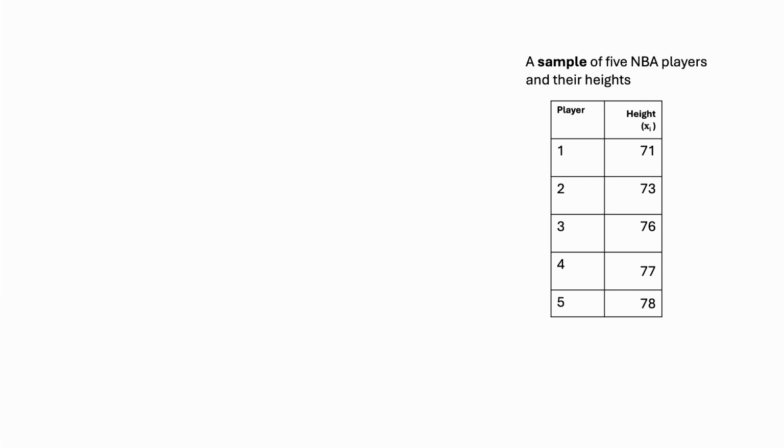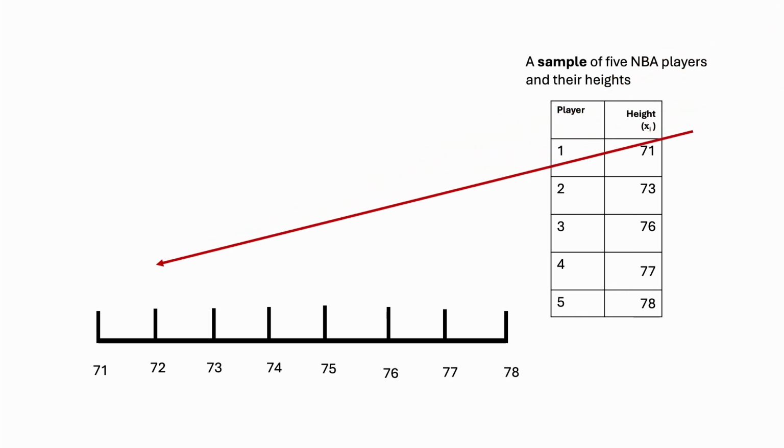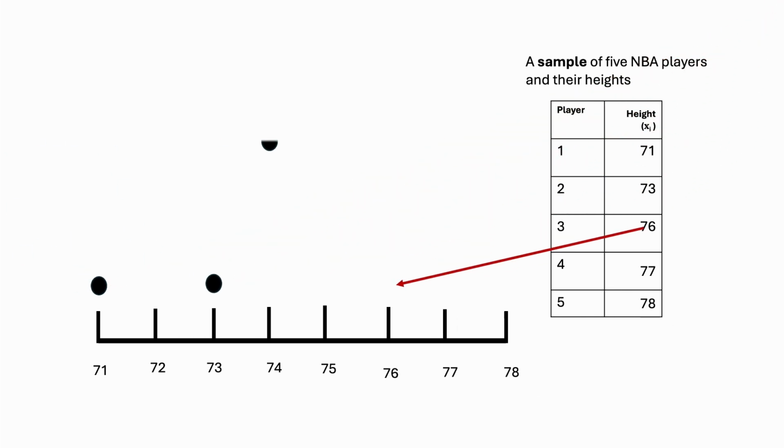So let's draw a horizontal line like this and mark it with appropriate intervals covering the range of our data. We have 71 all the way to 78. So for each data point, we're going to place a dot above its corresponding value on the number line. We have 71, 73, 76, 77, and 78.